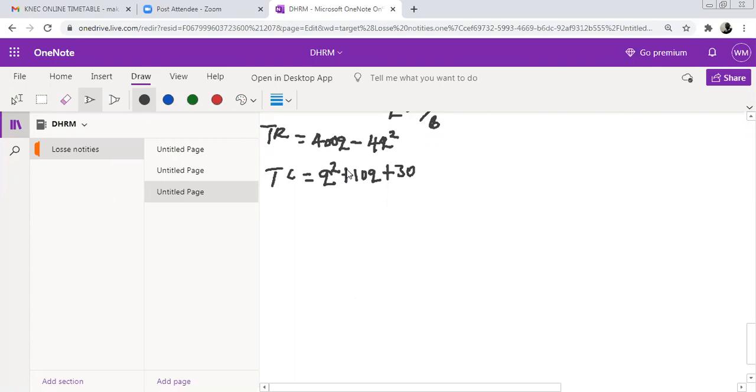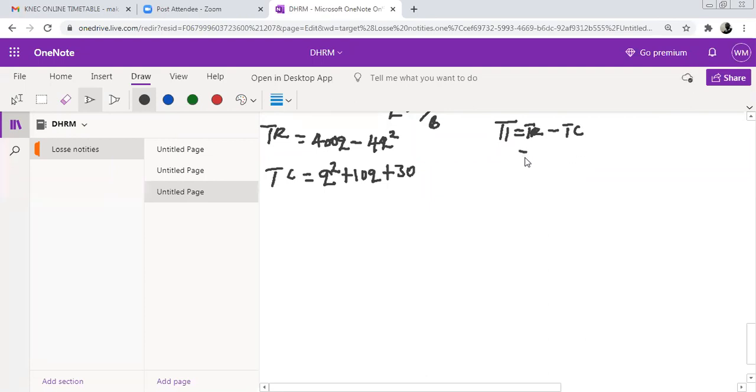Then Roman 1: you are told to determine the level of output Q that the firm should sell in order to maximize profit. Because this question is about maximizing profit, we can only answer it if we have the profit function. And we know the profit, as usual, is given by total revenue minus total cost.